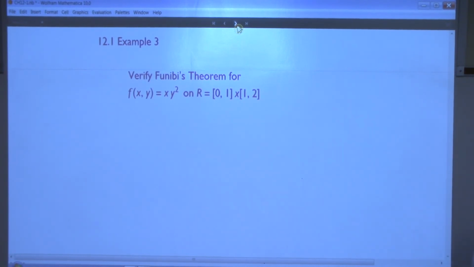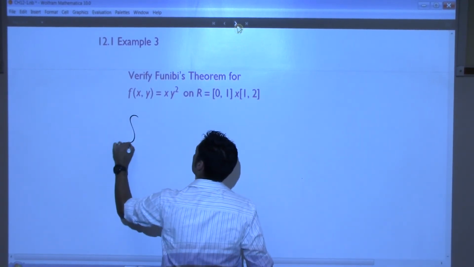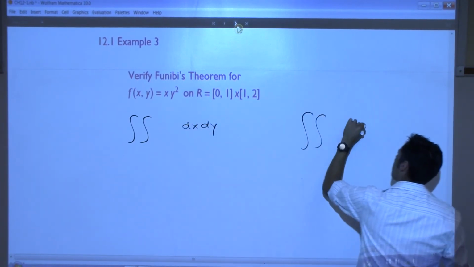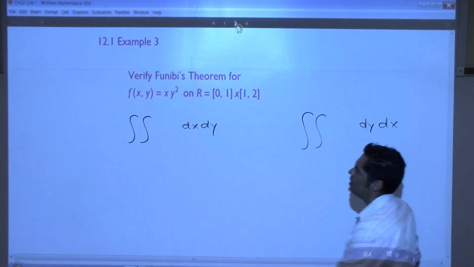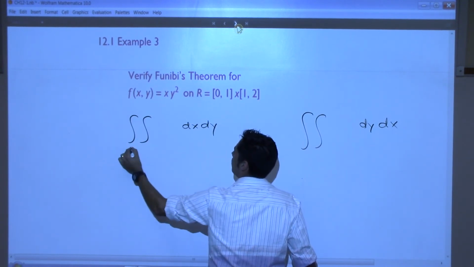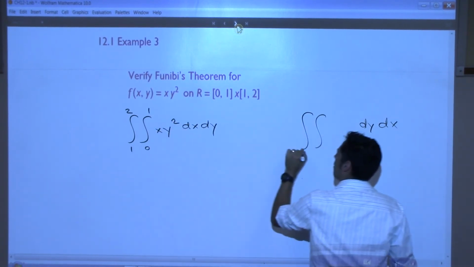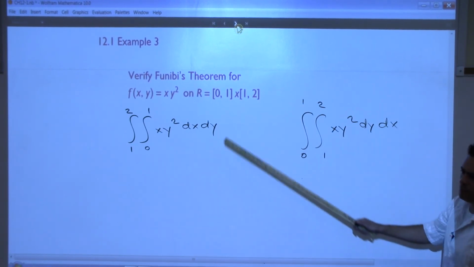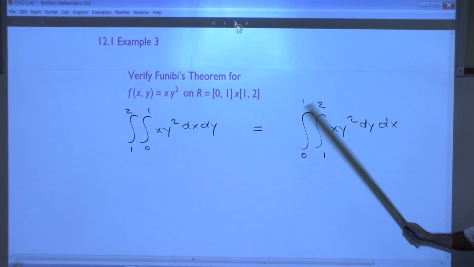I don't think I'll verify this. What you can do on your own, though, is just try this. Try setting this up both ways. Right? Set it up both ways. This one, what would be the limits on the outer one here? 1, 2, and here, 0, 1. This one the other way around. You do this on your own. Show that those are equal. You'll get the same answer both ways.